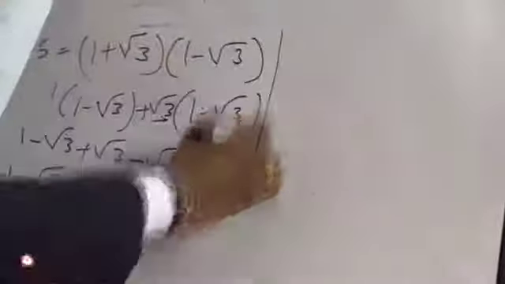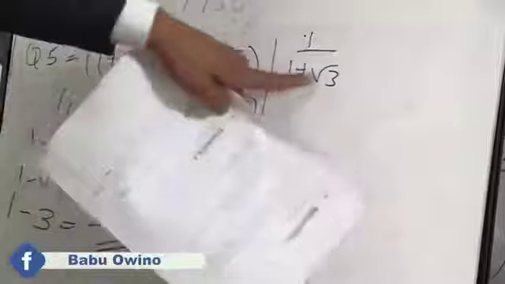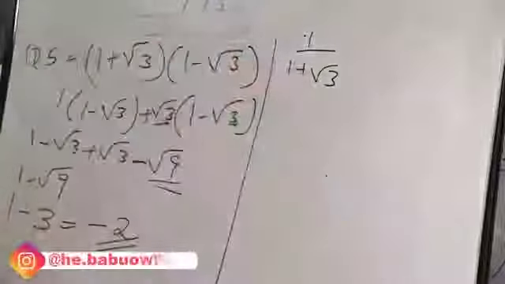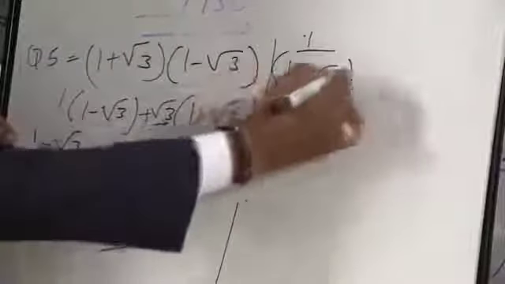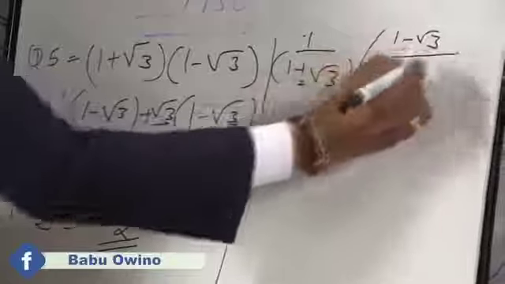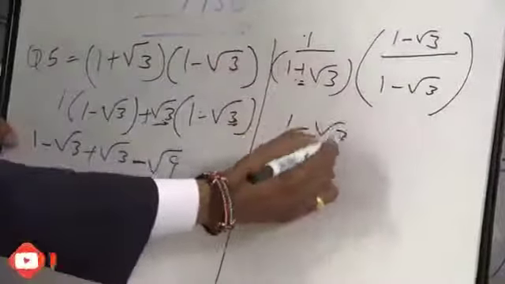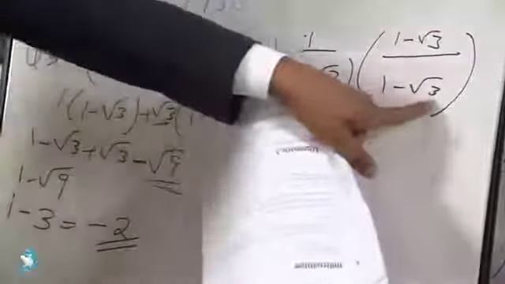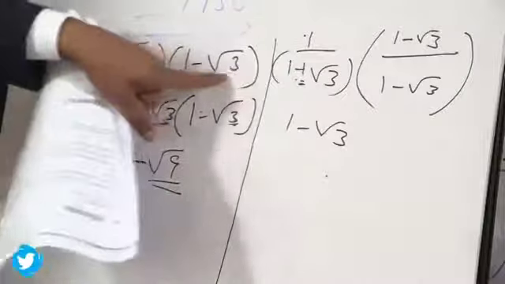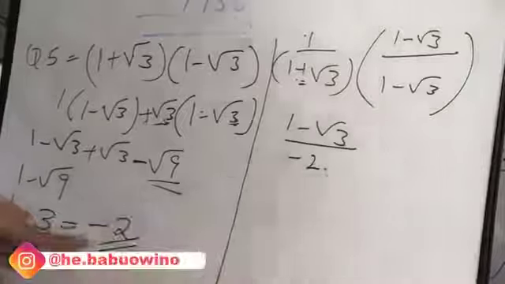Then you are told to simplify this and hence evaluate 1 divided by (1 plus root 3). When you are told to evaluate this, number 1, rationalize the denominator by multiplying this value by its conjugate. The conjugate is just the same value but with the sign changed. So you multiply by 1 minus root 3. Then the denominator is also 1 minus root 3. So in the numerator we have 1 minus root 3. But remember, 1 plus root 3 into 1 minus root 3, when we solved it, we got minus 2. So you divide this value by minus 2.